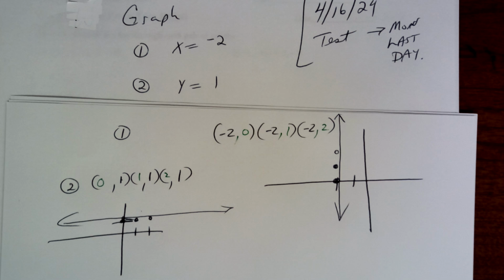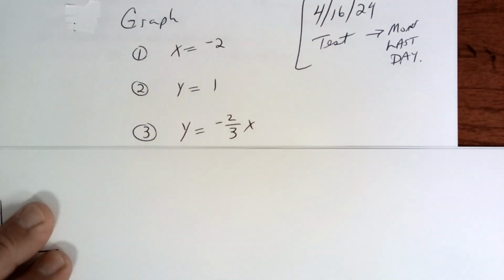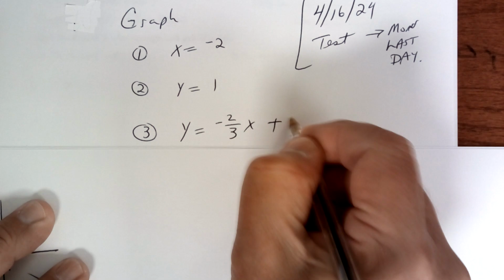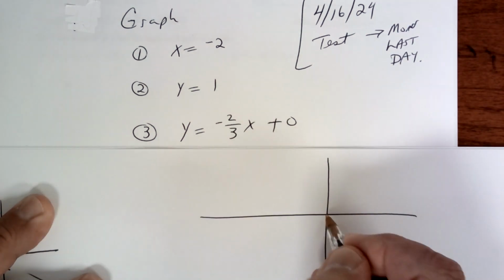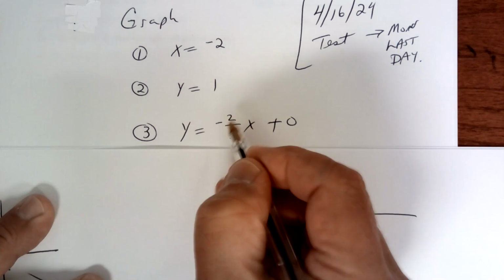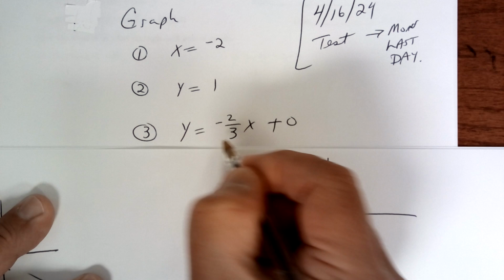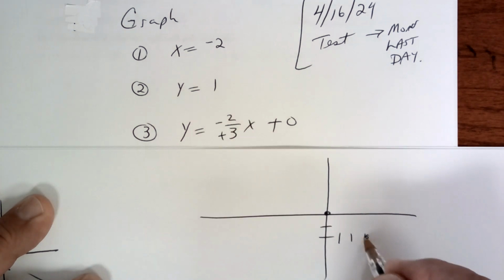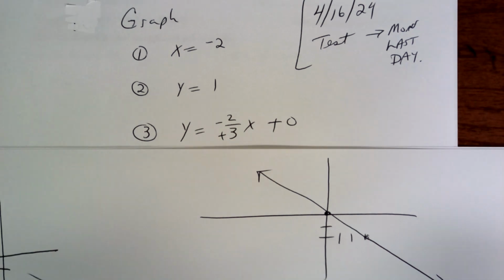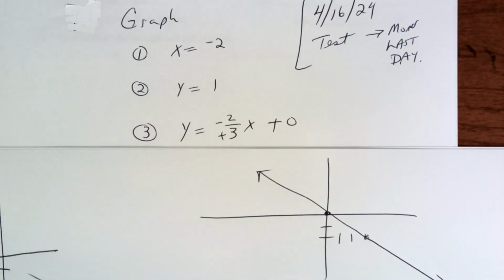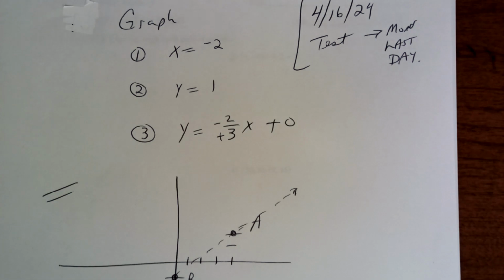Okay? This one right here, the y-intercept is 0. So you're going to draw a graph, and you're going to put a 0 right here. The slope is down 2, to the right 3. That is a negative slope. It's going down. Now, speaking of slope, today we're going to do something called slope formula.